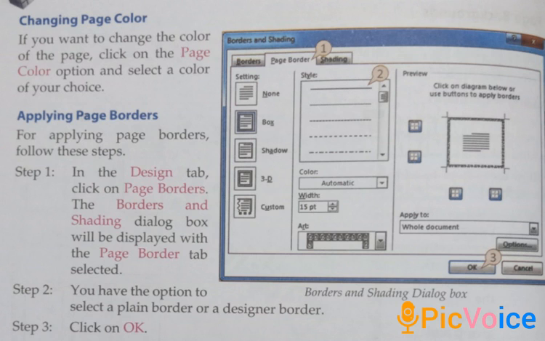Applying page borders. For applying page borders, follow these steps. Step 1. In the Design tab, click on Page Borders. The Borders and Shading dialog box will be displayed with the Page Border tab selected. Step 2. You have the option to select a plain border or a designer border. Step 3. Click on OK.